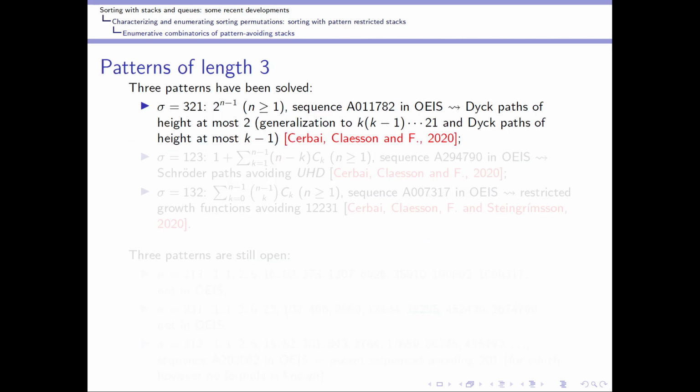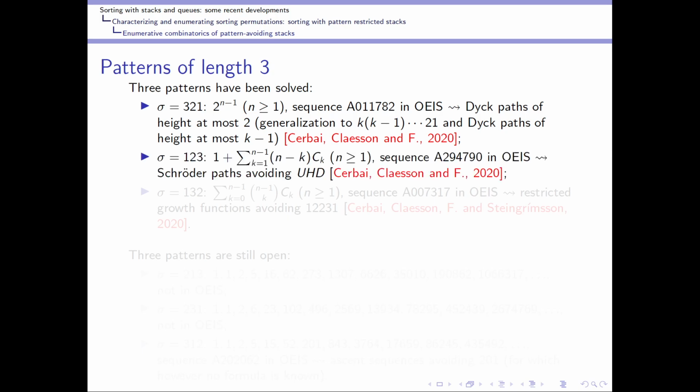Okay, next I would like to give you some details on the cases that we have been able to solve completely. Here we consider patterns of length 3. There are, of course, 6 cases, and for 3 of them we have complete results, whereas the remaining 3 are still open. The simplest case is for 3 to 1 sortable permutations, which are counted by the powers of 2, and there's a bijective link in this case with Dyck paths of height at most 2.